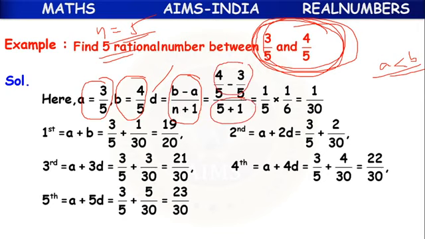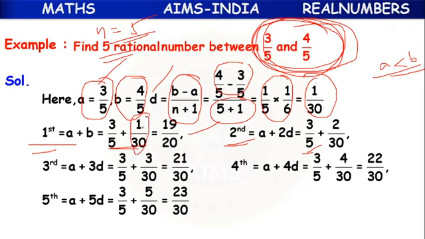Like that, if we simplify, what value will we get? 1 by 30. Now the first rational number. For 3 by 5, we can add 1 by 30. We will get 19 by 20. Second rational number. For 3 by 5, we will add 2D. Here we added 1D, meaning 1 by 30 we added. But here 2D, 2 by 30 we have to add.